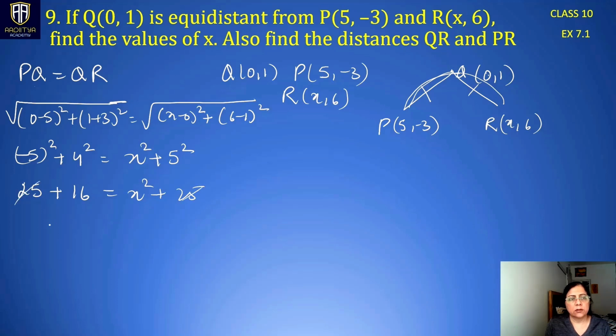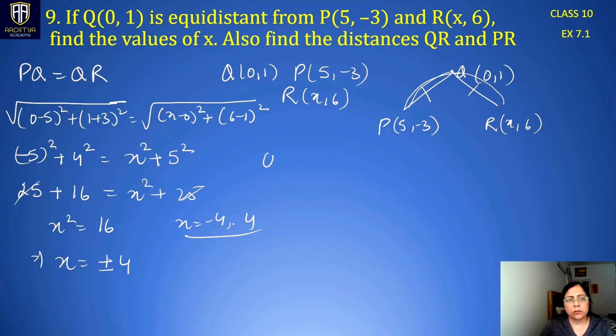So they are getting reduced. So x square is 16. You can say that x is equal to plus minus 4. So x can be negative 4 or positive 4. Right? So values of x have been found. Also find the distances QR and PR.